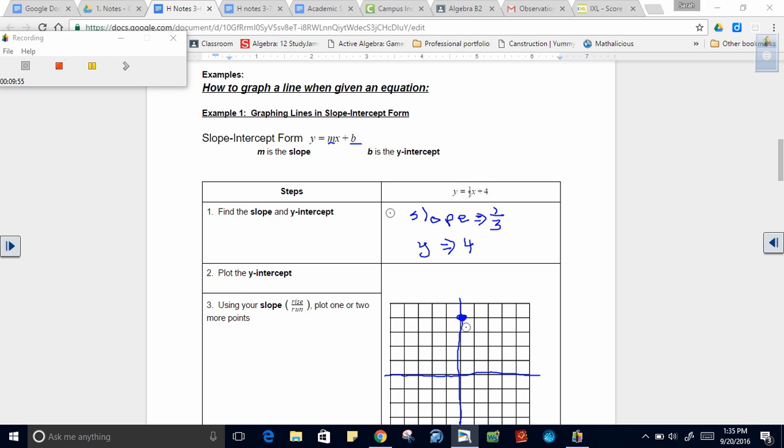And I'm going to use the slope to come up with at least one more point. Slope is rise over run. So for my y-intercept, I have a rise of 1 and a run of 3, because those are my numerators and my denominators. Don't forget, if I wanted another point, here I would run out of room. I can also go down 1 and negative 3.